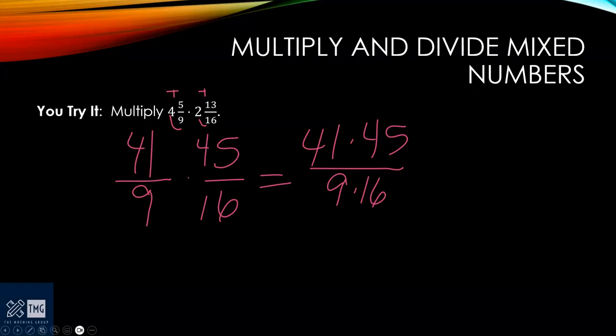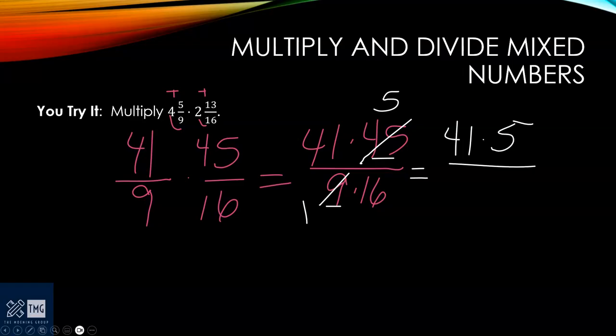Now these numbers, just looking at them, are quite large. So being able to simplify first is very nice. And I can do that with 9 and 45. So 9 and 45 both share a common factor of 9. 9 goes into 9 one time. 9 goes into 45 5 times. So I have 41 times 5 over 1 times 16. And we simplify. So if I multiply in the top, 41 times 5 is 205. 1 times 16 is 16.